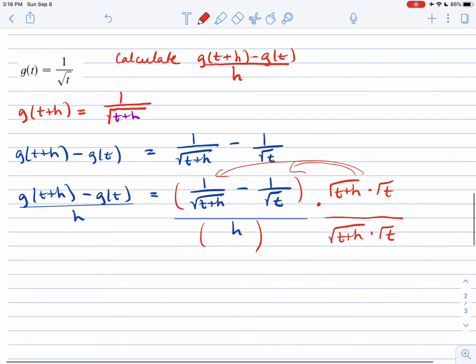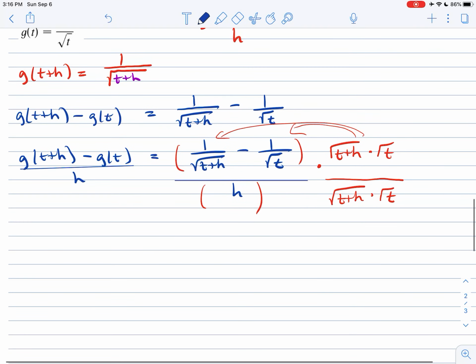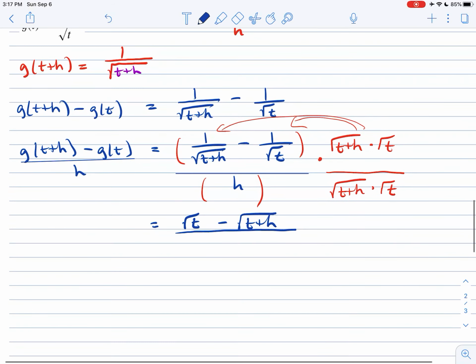And now I'm going to distribute in there, and I end up with, in the first distribution, the square root of t plus h's cancel, and I end up with square root of t. In the second distribution, the square root of t's cancel, and I just end up with the square root of t plus h. And in the denominator, since we multiply the numerators and multiply the denominators together, I just get h times the square root of t plus h times the square root of t.